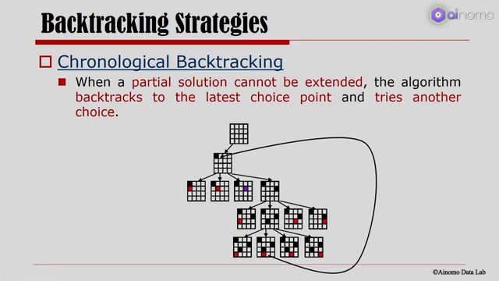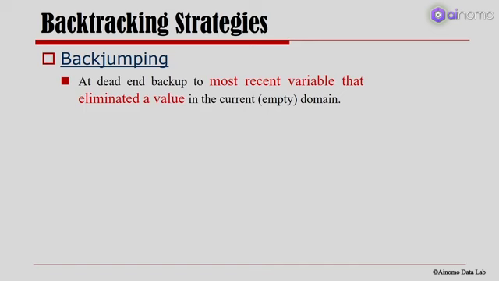Now we will look at a slight variant of this called backjumping. So the backjumping, whenever we arrive at a dead end, backs up to the most recent variable that eliminated a value in the current domain. So let us try to understand that with a 6 queens example. So here is our 6 cross 6 grid.